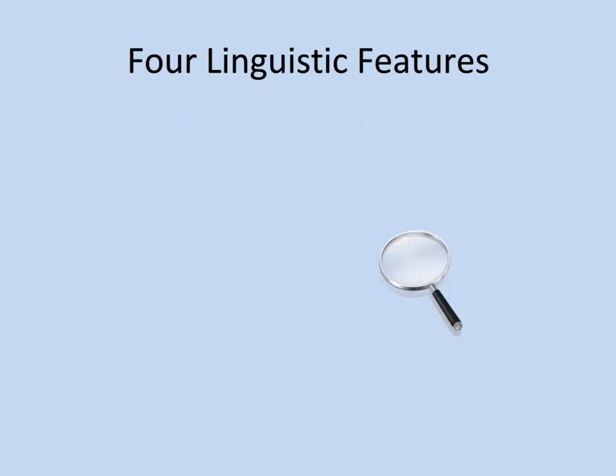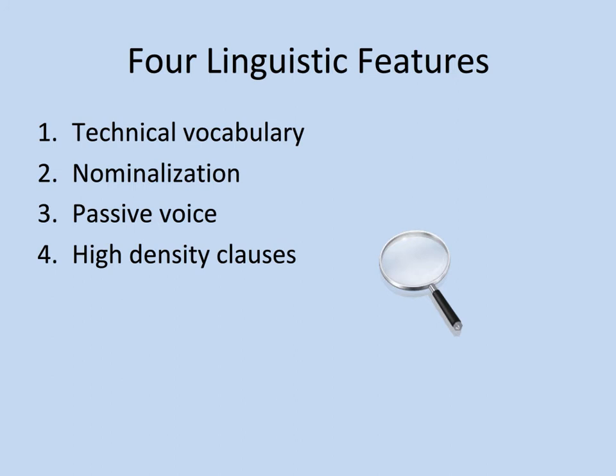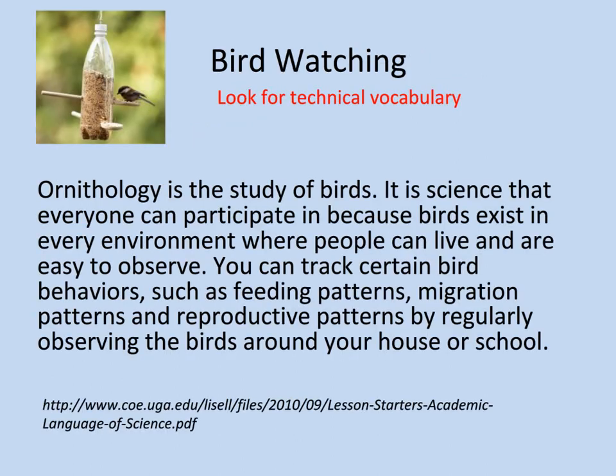We are going to focus on 4 linguistic features of scientific texts. That is, number 1, technical vocabulary. Number 2, nominalization. That means when we use adjectives and verbs as nouns. Number 3, passive voice. And number 4, high-density clauses. Take a minute to read this passage on birdwatching. As you read, pick out any words that you consider technical vocabulary.